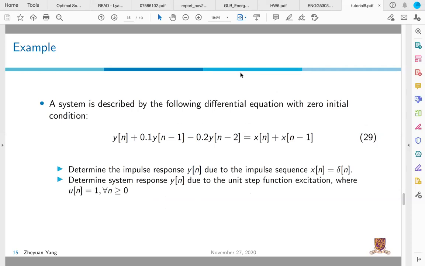So let's see an example. A system is described by the following difference equation with zero initial condition. So this is the relationship of y[n] and x[n]: y[n] + 0.1 y[n-1] - 0.2 y[n-2] = x[n] + x[n-1]. First, you have to determine the impulse response y[n] due to the impulse sequence x[n] equal to delta[n]. The second question is to determine the system response y[n] due to the unit step function excitation, where u[n] is equal to 1 when n is greater than or equal to 0. So you have 2 minutes to think about this problem.